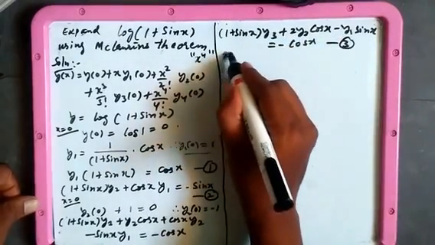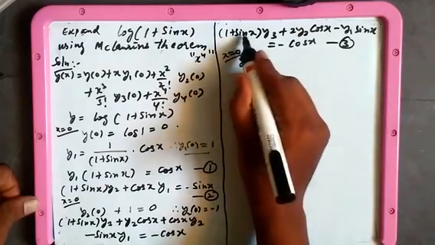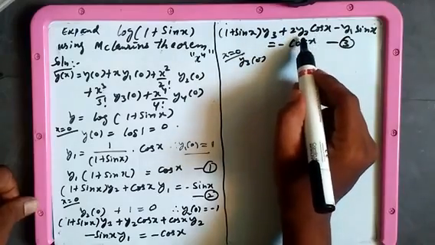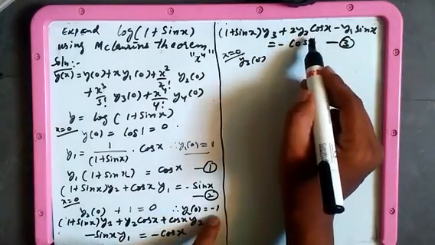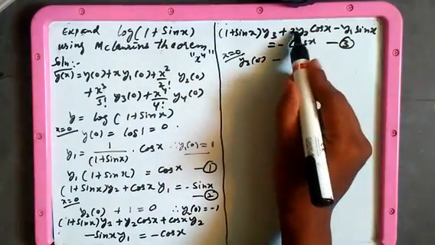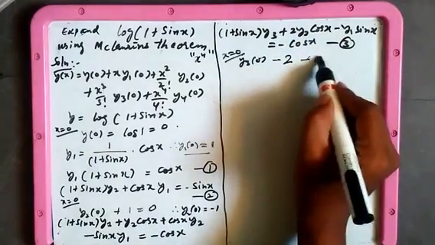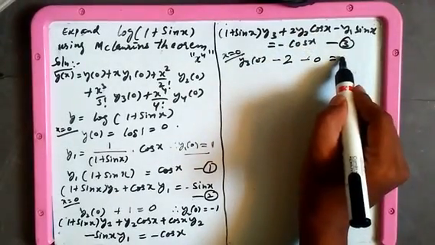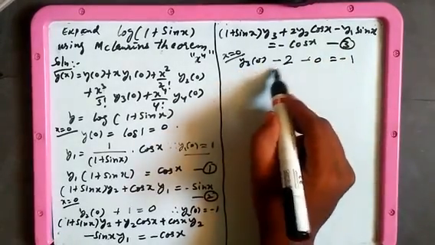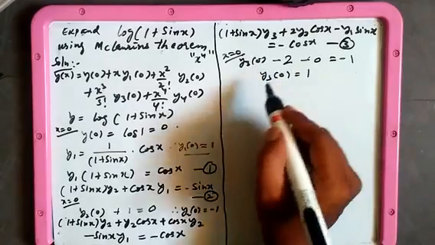If you put x equal to 0 in the third equation, it will be y3 of 0, because sine 0 is 0, plus, we know the value of y2 at 0 is minus 1. If you put minus 1, it will be 2 into minus 1, which is minus 2, and this one is 0, equal to minus cos 0. Cos 0 is 1, therefore it is minus 1. So y3 of 0, if you take that side, is equal to plus 1.